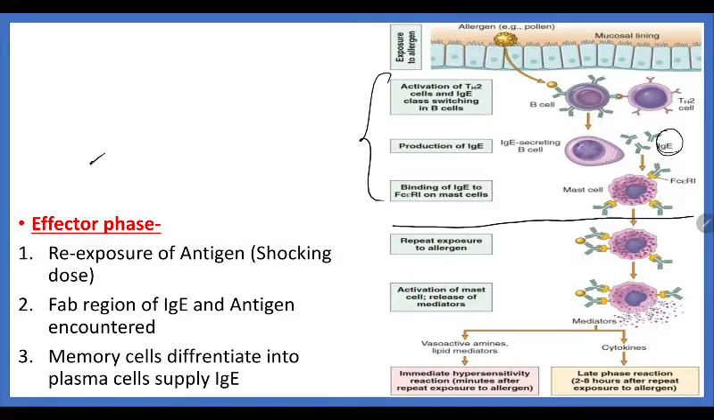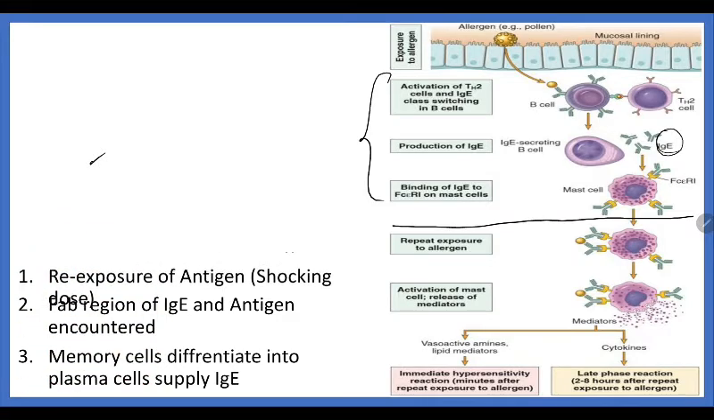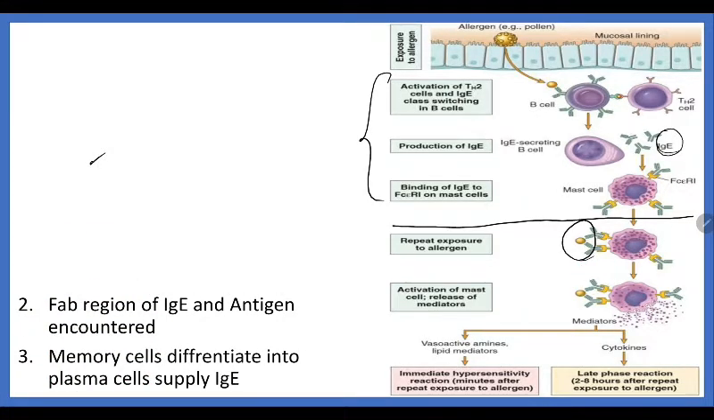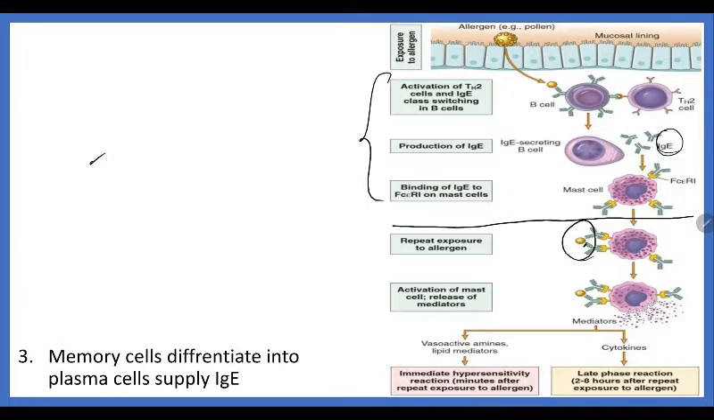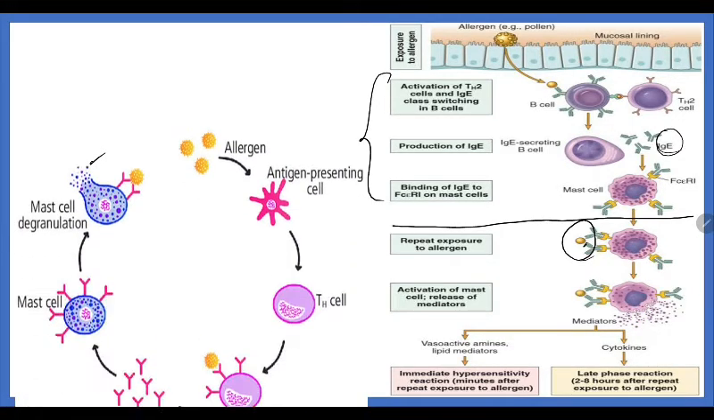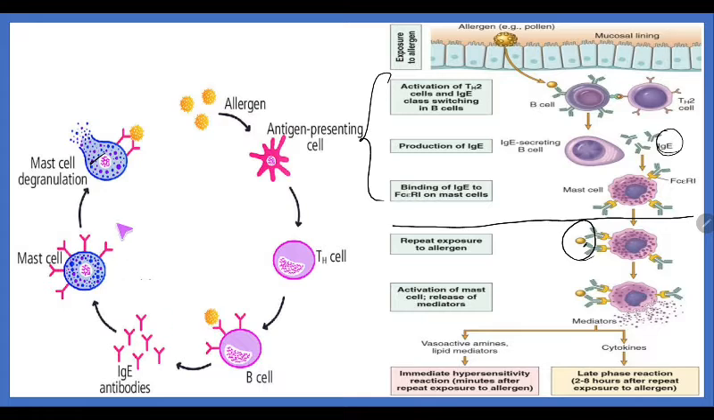Next, coming to the effector phase. Here is the effector phase. What is the effector phase? That is re-exposure to the same antigen. Then that antigen will interact with the Fab region of IgE, and the antigen is bound at this, right? This is the Fab region of the IgE. And next, the memory T cell will also contribute to the supply of IgE, in turn causing an increased degranulation rate. This diagram is an easy diagram to draw in the exam.